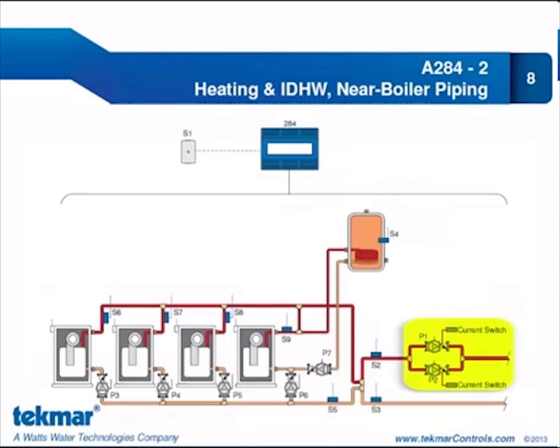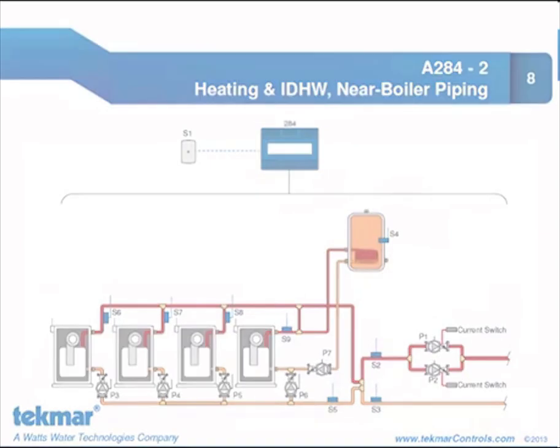In this case, we are not providing proof of flow with a flow sensor. We are using current switches instead. We still have our boiler supply sensor and our boiler return sensor, but note that without that flow sensor, we cannot calculate the energy usage to the load. We have our boiler inlet sensor at S5 and individual boiler outlet sensors. That will allow us to measure the temperature coming out of each boiler and will allow us to do a delta T calculation across each of those boilers.